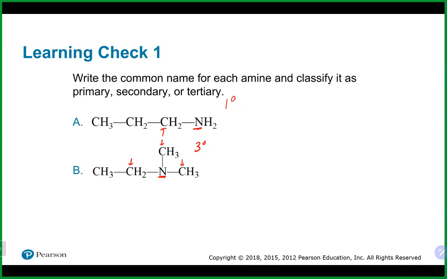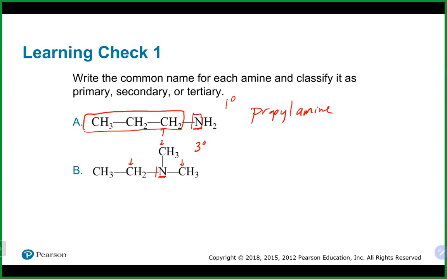Now, again, we're going to take our ether approach. We're just going to box the nitrogen. And again, anything that is a carbon group, not a hydrogen, is what we're looking for. So here we have a 3 carbon group. So that's a propyl, I hope. And then we're just going to put amine at the end of it.